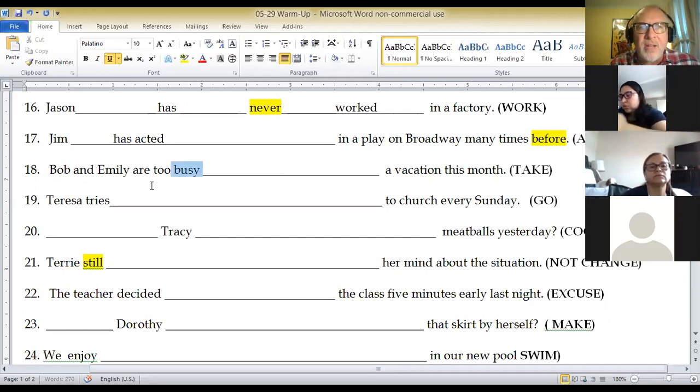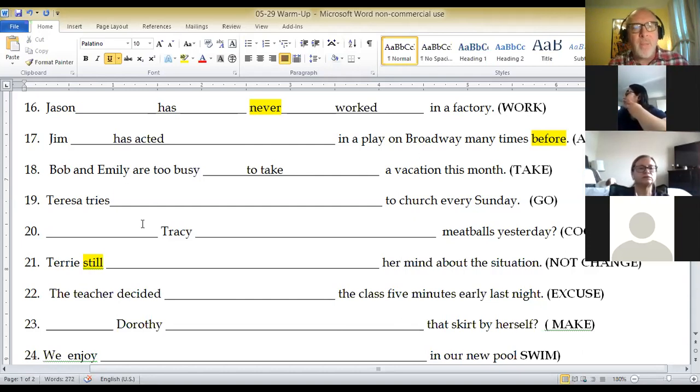Now this one we had in chapter 3. Remember chapter 3? Chapter 3 we had too and enough, right? What did we use with too and enough? Was it an infinitive or a gerund? Infinitive, you got it. So Bob and Emily are too busy to take a vacation this month. Too busy to take.